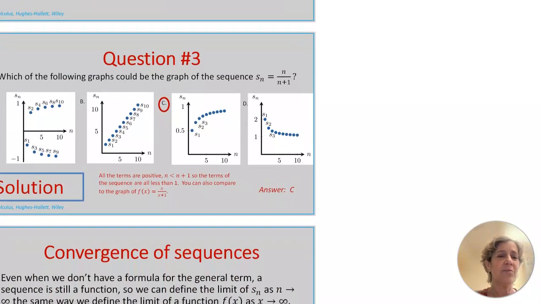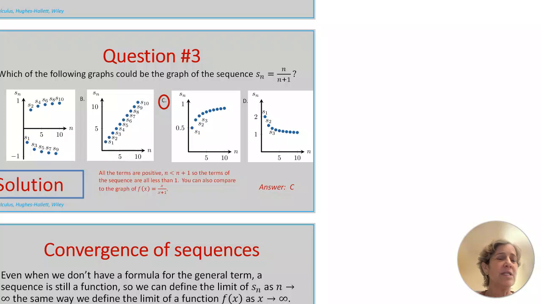It's also sometimes useful to look at sequences with graphs. Since a sequence is just a list of numbers, it's not continuous. I'm not connecting the points. It's just that specific list of numbers.